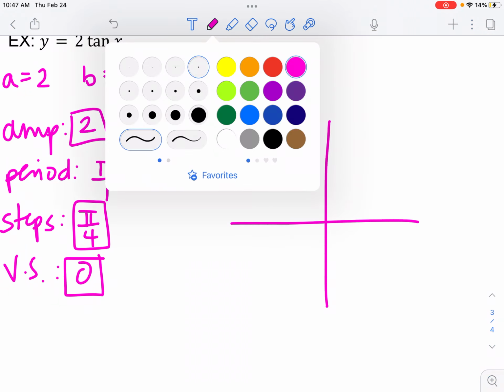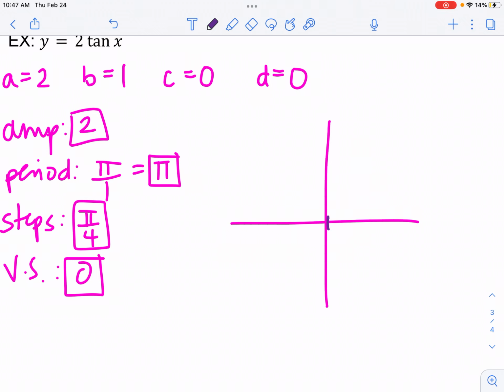Our steps come first. We've got the middle, 1, 2, 1, 2. Steps are pi over 4. And then 2 pi over 4. That's going to simplify to pi over 2. And copy the negative on the other side. Okay. We need our midline, which is at 0, so there's our midline. And then our amplitude is 2, so up 2, down 2.